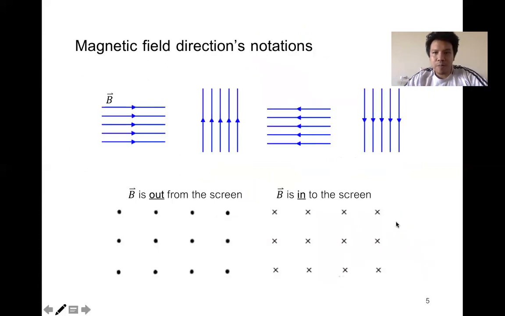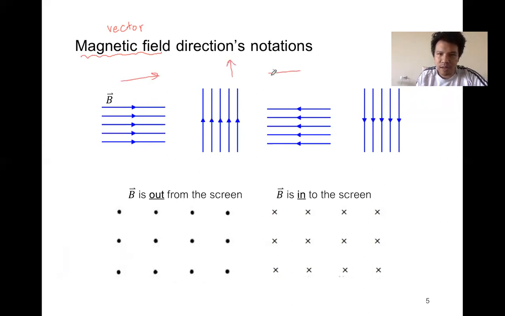So we are discussing the notation that we are going to use along this slide. Magnetic field is a vector quantity. When we say it is a vector, it should have direction. So if the magnetic field goes to the right, up, to the left, or down, we represent the magnetic field like this.